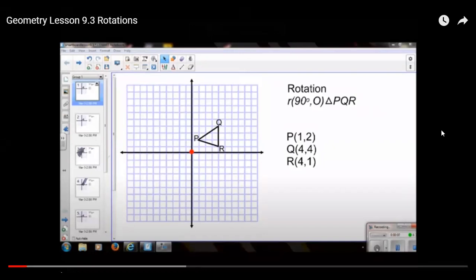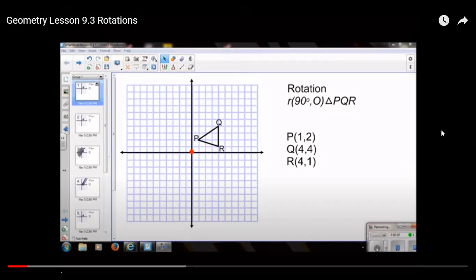This point is called what, grade 8? This point is called what? Center of rotation. Okay? Again, if I'm asking what a rotation is, then you have to say what, grade 8? A rotation is what?